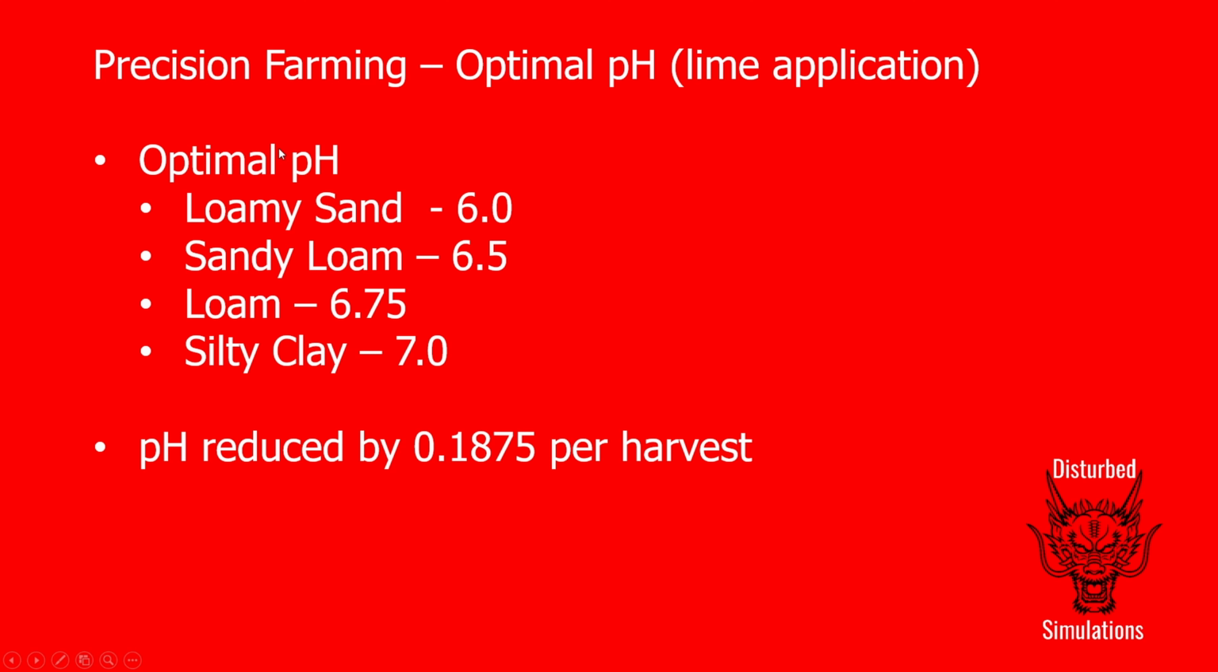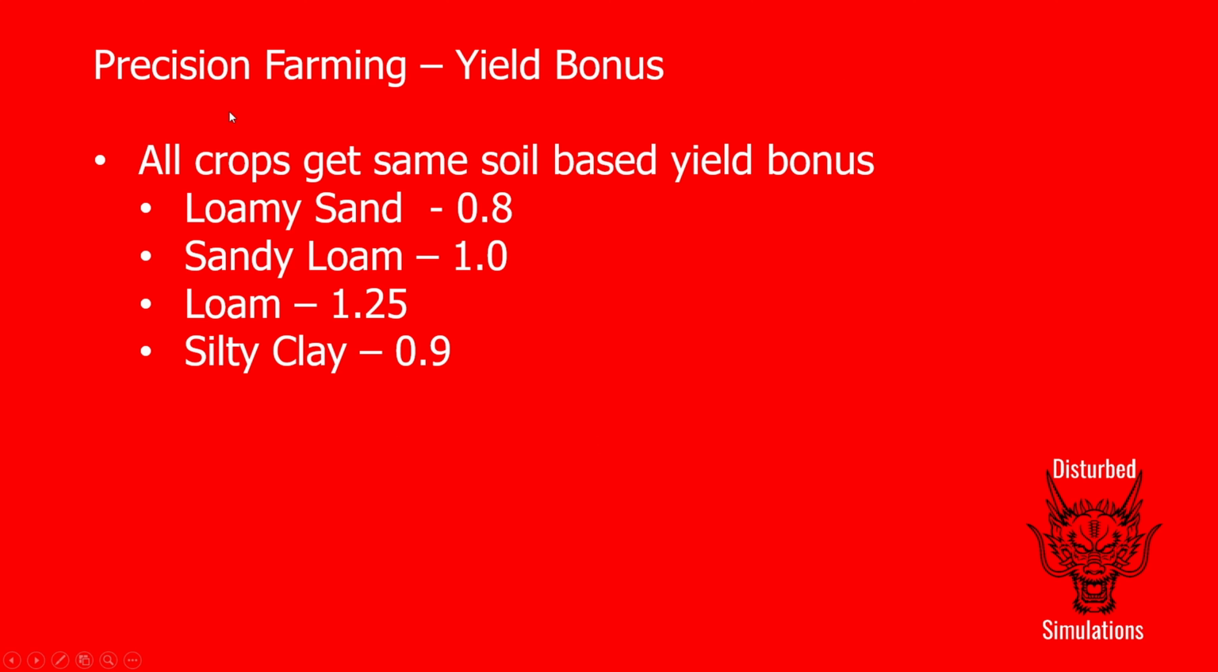If your pH is way too low, you're going to take a massive hit on yield. And if it's way too high, you're going to take a massive hit on yield. Around the middle, it's not too bad. And I'm going to do a separate video on the effect of pH on yield in the next few days.